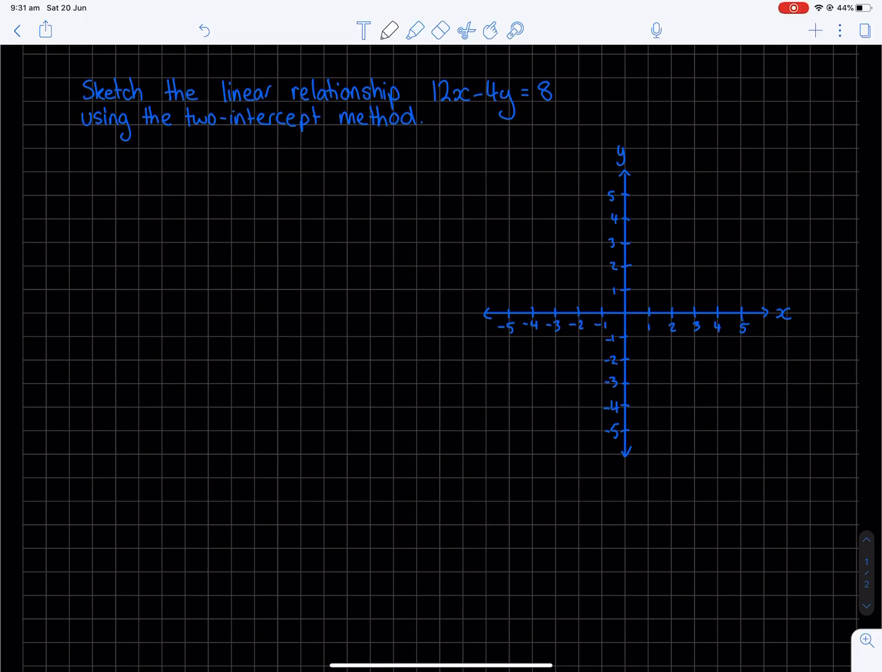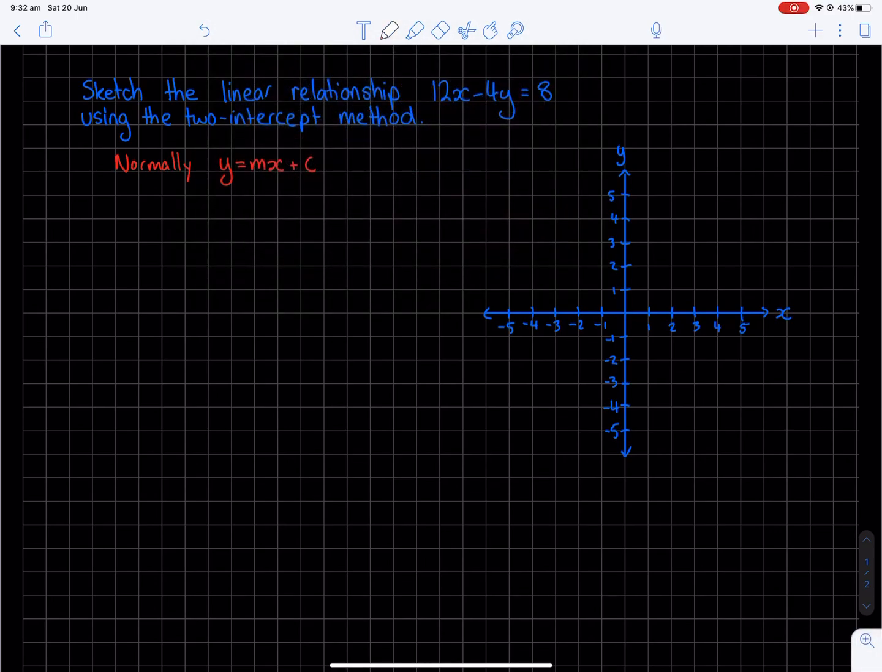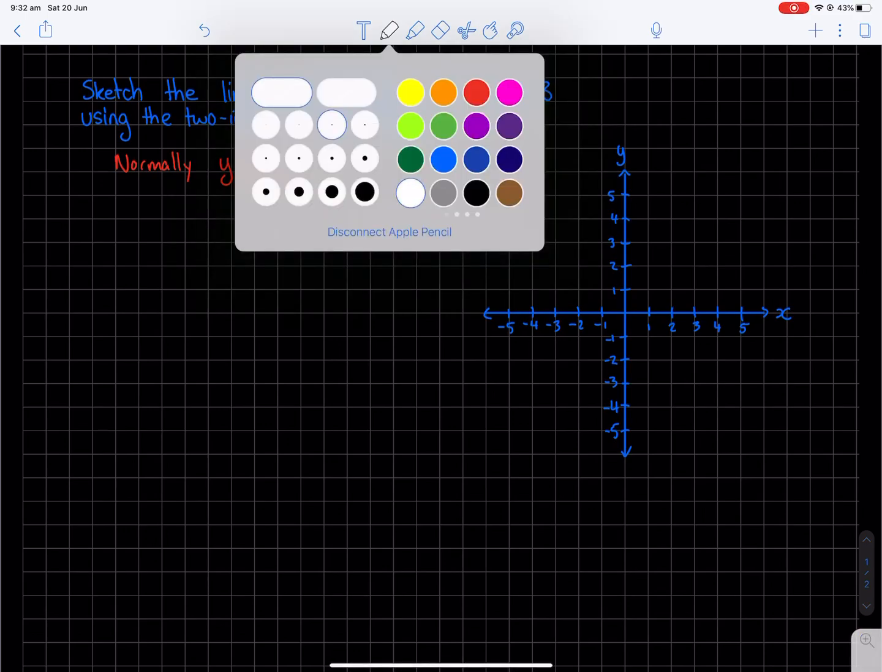Okay, in this video we're going to be sketching a linear relationship that is in a form that is not normal to us. Normally we see linear equations of the form y equals mx plus c, and we know how to deal with that. In this instance, we have a linear equation still, but it's in an irregular form. However, using the two-intercept method, that doesn't bother us one bit. So I'm going to write down the things we need to do.